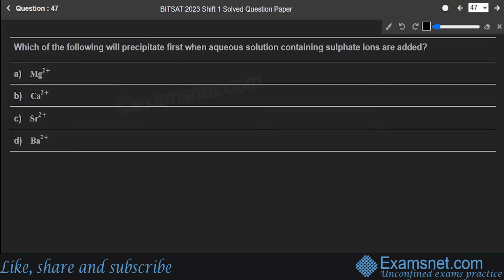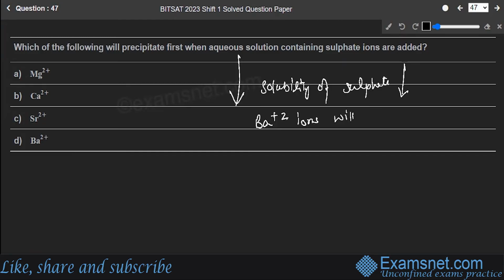Which of the following will precipitate first when aqueous solution containing sulfate ions are added? Magnesium, calcium, Sr2 plus or Ba2 plus. See, down the group, solubility of sulfate decreases. Thus you have barium 2 plus ions will precipitate very easily. Okay, so this is the right answer. Hope you understood. Next is 48.